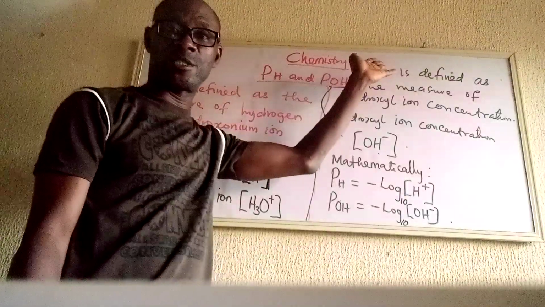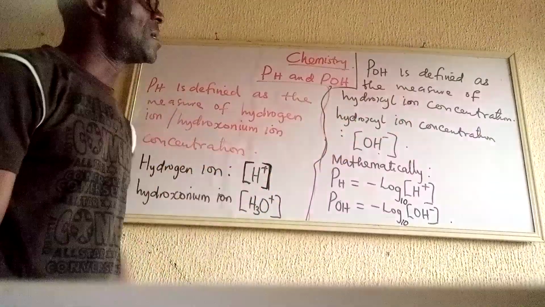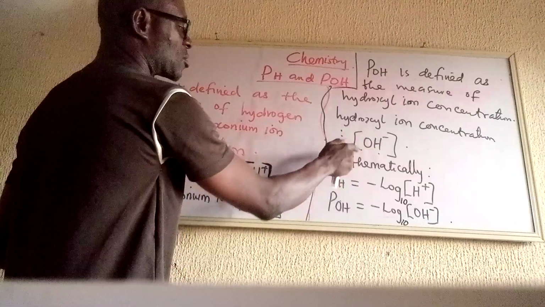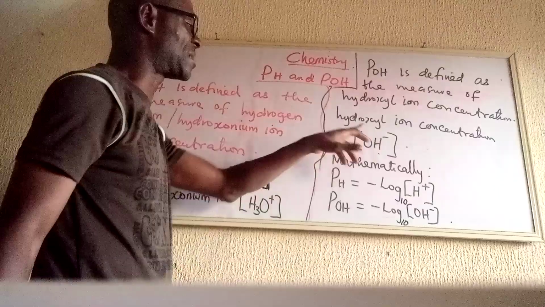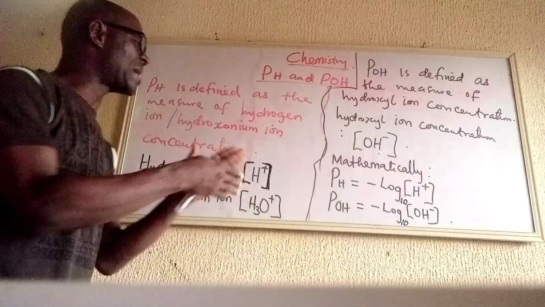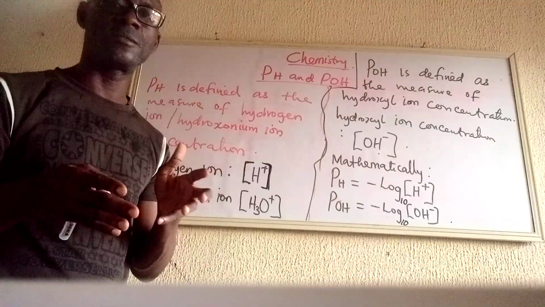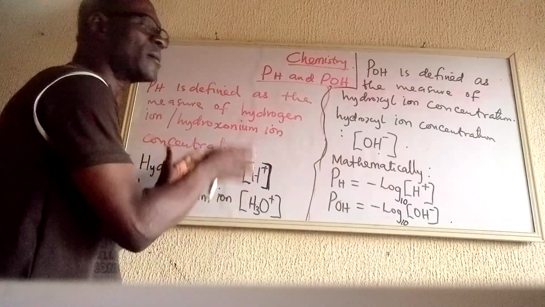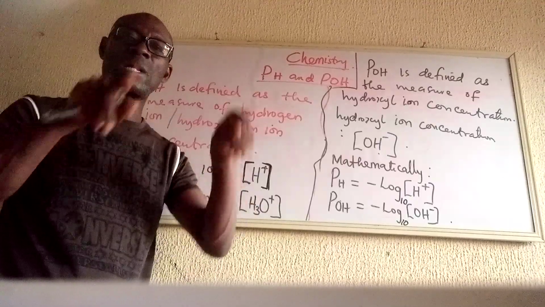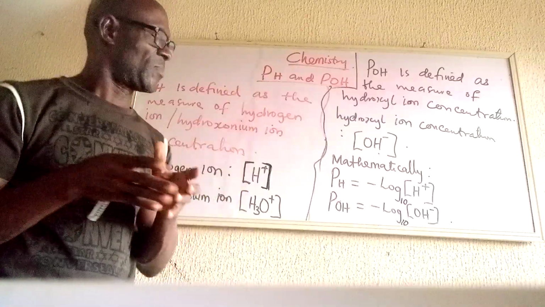Now, if you want to define pOH, we can derive pOH as well as the measure of hydroxyl ion concentration. The concentration of hydroxyl ion is represented with the square box containing OH negative, which is the hydroxyl ion in the box. So take note, anytime you see a square box in chemistry, it represents concentration under calculation. Take note of that. While in a chemical reaction, when you see a square box, it represents sign of oxidation.